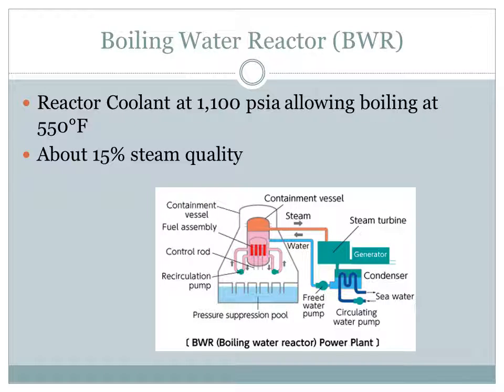At the bottom is a picture of a boiling water reactor. Inside the containment building is the fuel assembly, containment vessel, control rods, recirculation pump, and pressure suppression pool. Water is pumped by the feed water pump into the containment vessel at about 1100 psi, where it is heated to above 550 degrees and turned to steam. Steam is then sent over to the steam turbine, where it spins the shaft inside the generator and creates electricity. The steam is then condensed inside the condenser back into water, and the process starts over again.